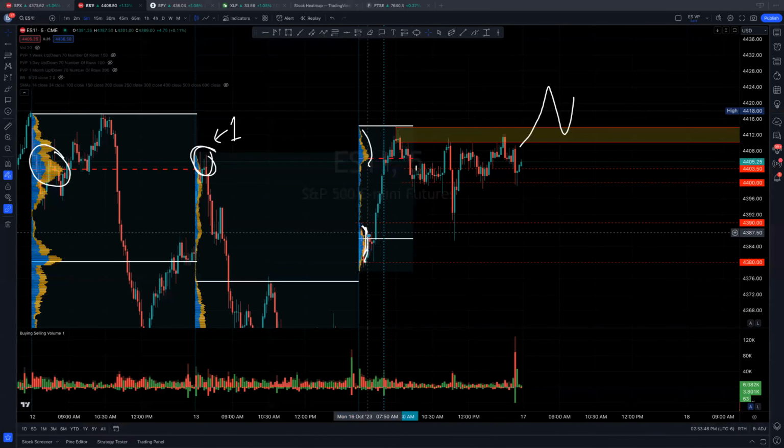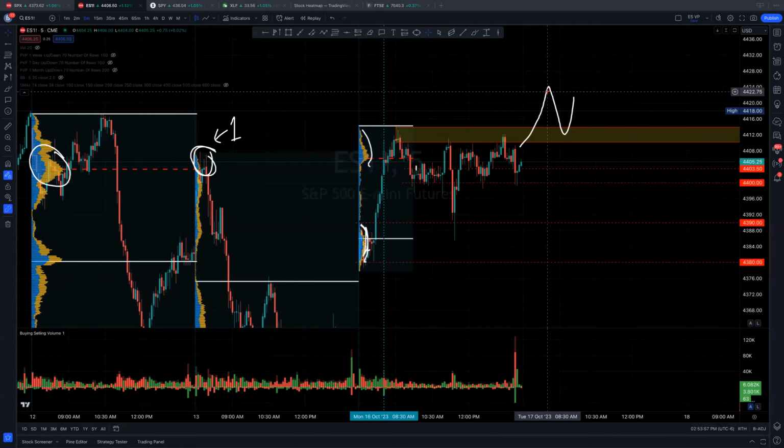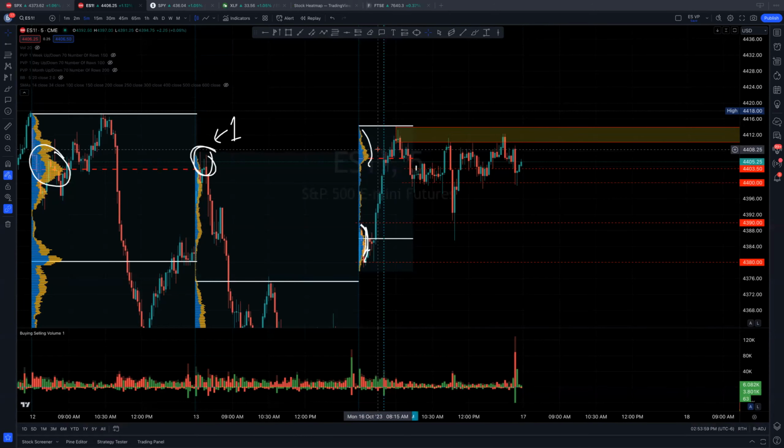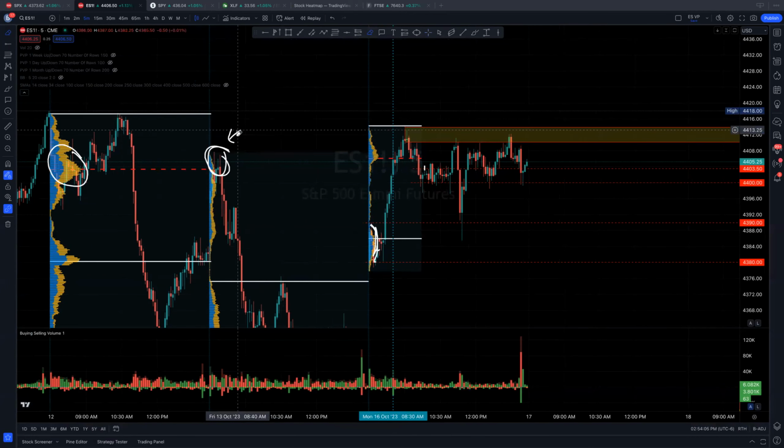And remember, guys, it's very important that we use the volume profiles to understand value in the market. This down here is value for buyers. This up here is value for sellers. It's very important that we understand that. Any questions so far?